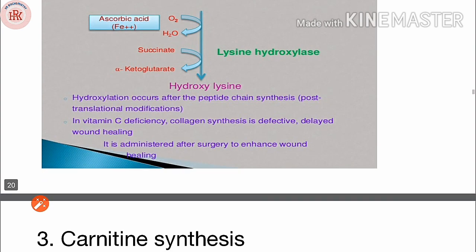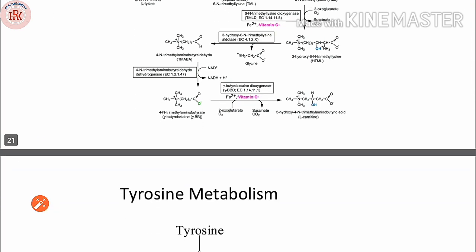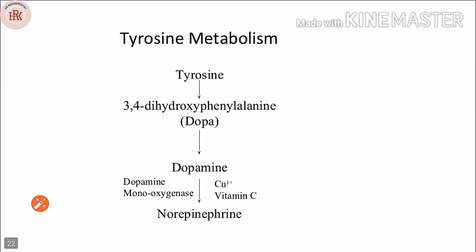Now coming to the carnitine synthesis. Carnitine is synthesized from lysine and then adding of a methyl group. So carnitine is made up of two amino acids, lysine and methionine. And during the carnitine synthesis, there are many hydroxylation reactions which require vitamin C. What is the role of carnitine? Carnitine has a role in transport of long chain fatty acids into the mitochondria from the cytosol with the help of the carnitine system.